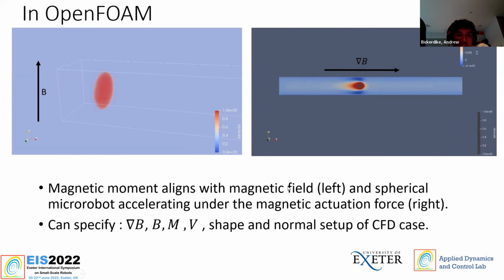It's also worth mentioning, before the whole setup of these CFD cases, we can obviously specify the magnitudes and directions of our gradient fields, our uniform fields, and of course the magnetization, the volume and the shape of our microrobots we want to study too, in addition to the normal boundary conditions that we'd want to set up for our CFD case also.